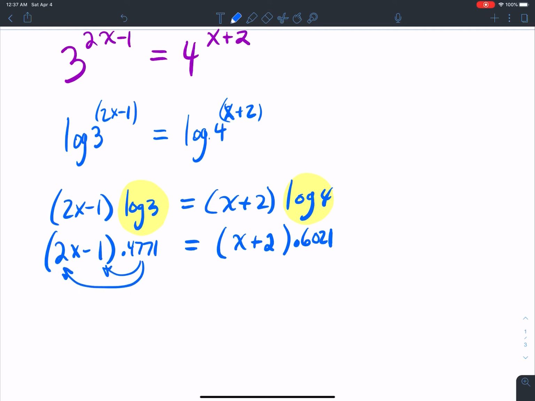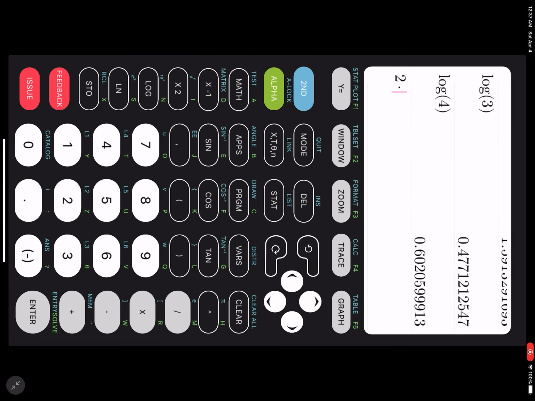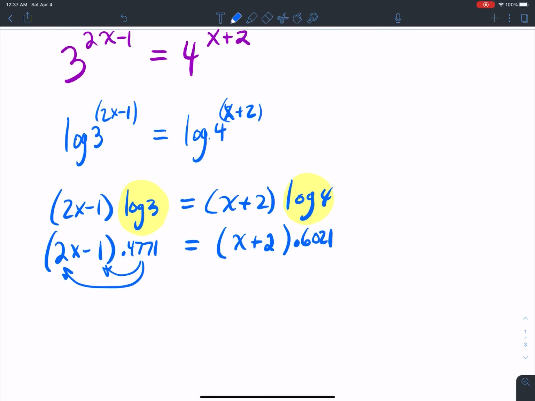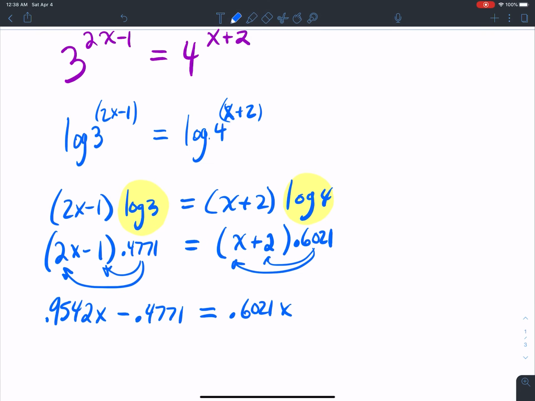So I need to know, what is 2 times 0.4771? So 2 times 0.4771, that gives me 0.9542. So 0.9542x minus 0.4771 equals 0.6021x. I'm distributing in here, and then I need to do 2 times 0.6021. 2 times 0.6021, I get 1.2042.